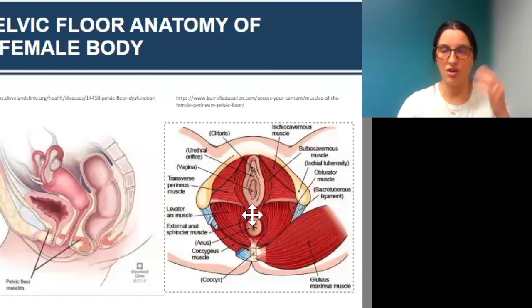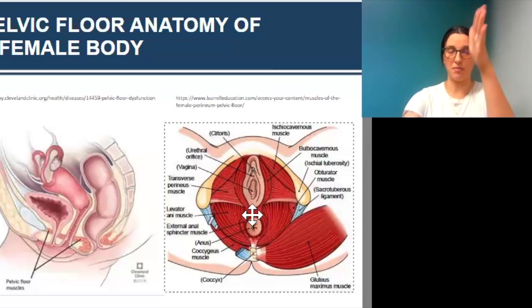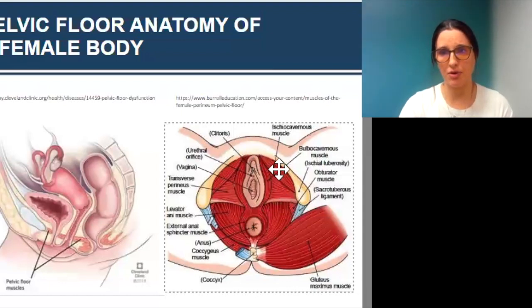And then on this side, we're looking at it from the bottom up. So your pubic bone would be here, tailbone's back here. All of the red, those are all your pelvic floor muscles. And then these are the glute muscles that are right behind there.